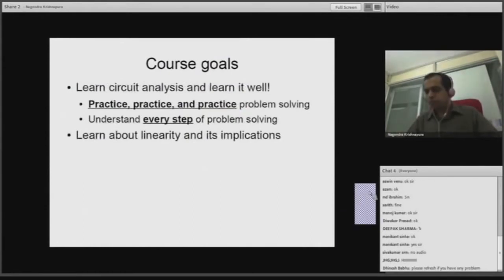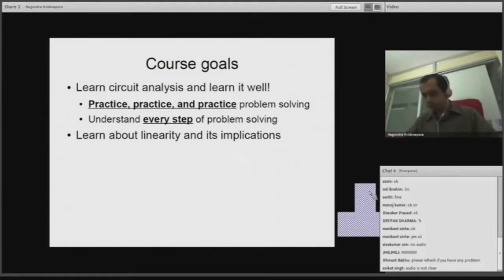Now, as far as the goals of this course are concerned, it's very simple. You learn circuit analysis and learn how to do it well. Okay, and the way to do it well is to practice problem solving. Now, you practice problem solving for many different reasons. Sometimes you do it for competitive exams where you solve the same kind of problem many times. So the next time the same type of problem comes up, you don't have to think about it. Now, here it's a little different. Okay.